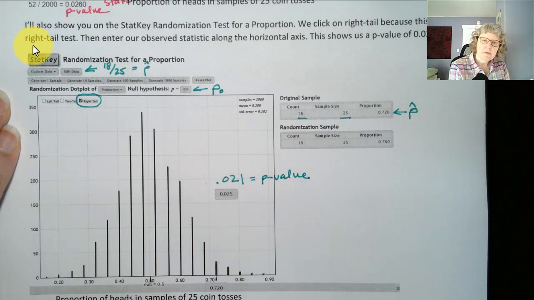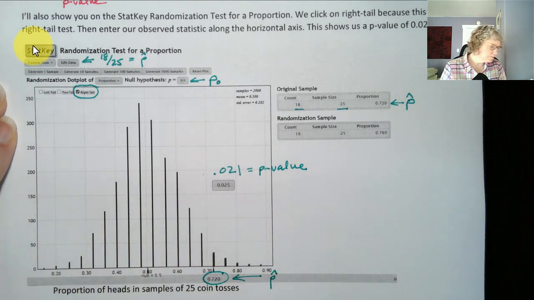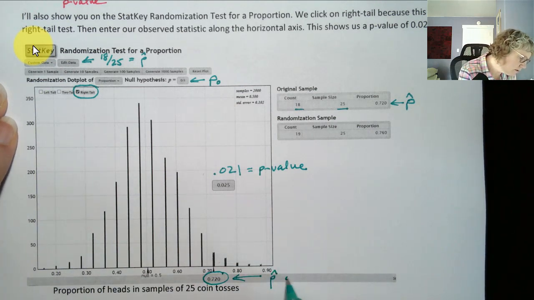And we enter. This is the other thing we put in. So we put in our p hat right there. That's our observed statistic.